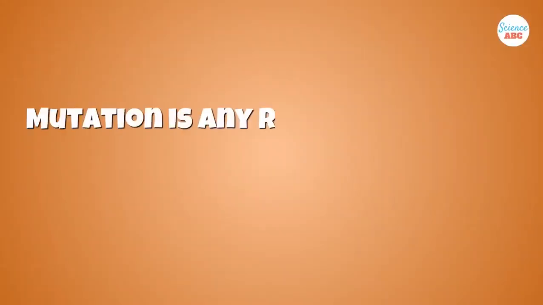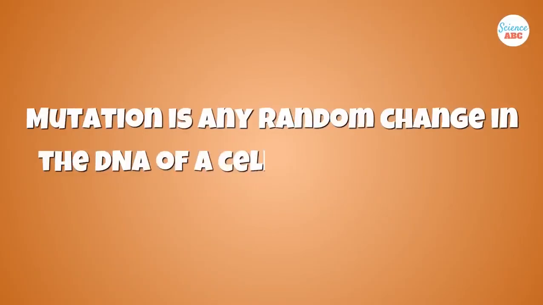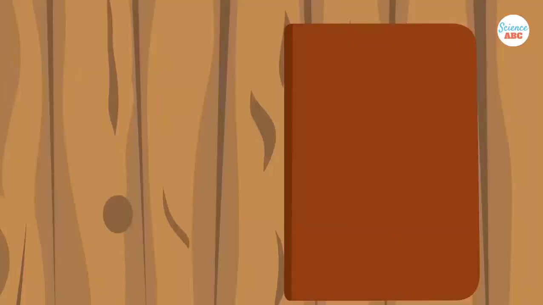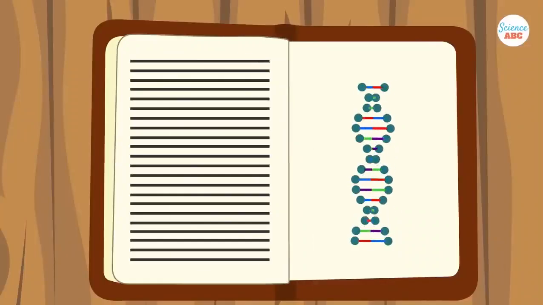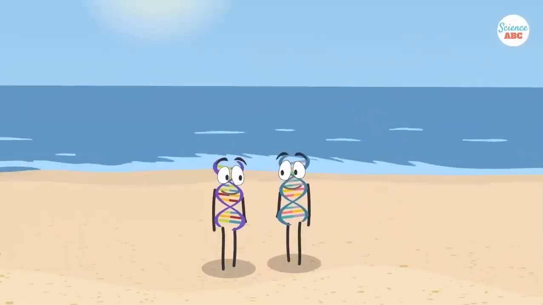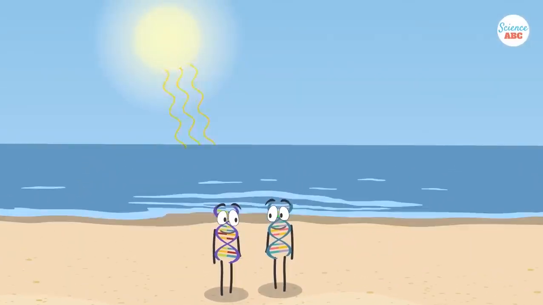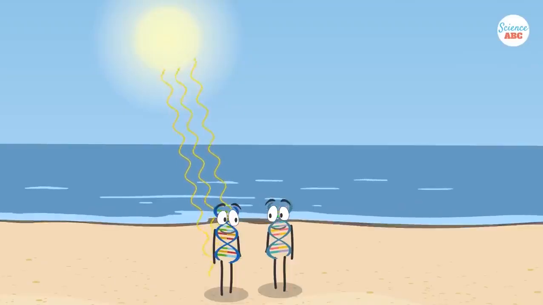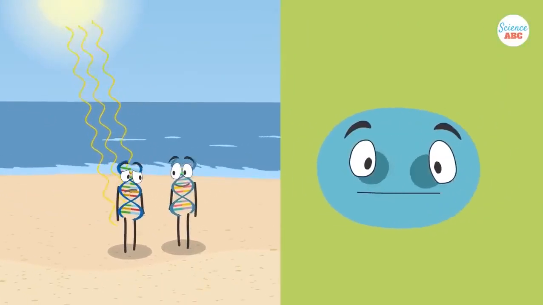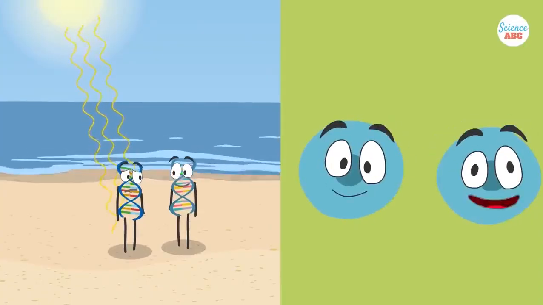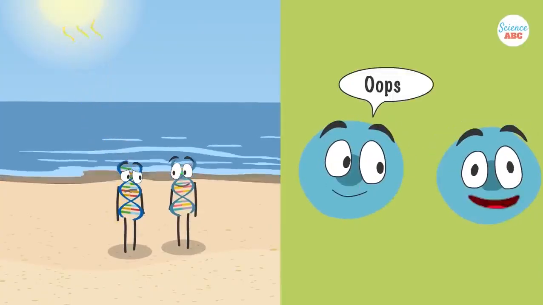A mutation is any random change in the DNA of a cell or an organism. DNA is a long, helical molecule with all the instructions for how living things will develop. These changes can happen either through external factors like radioactivity or UV and X-rays, or through internal factors, such as when a cell is dividing and it incorrectly copies the DNA.